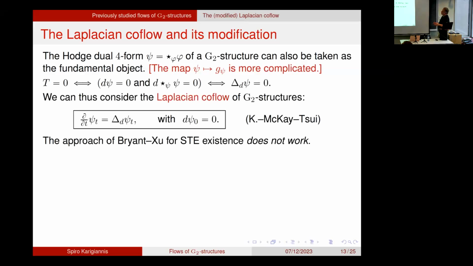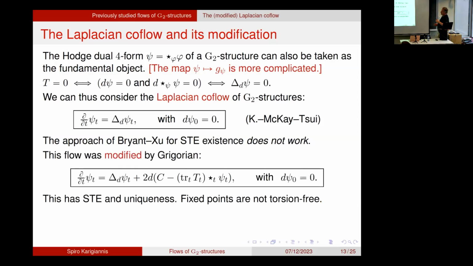So you can ask for this, what we now call the co-flow, which is flowing the 4 form by the Hodge Laplacian of the 4 form and starting with the 4 form being closed. So I introduced this with 2 co-authors a long time ago, but we didn't talk anything about short-time existence. We were just looking at solitons for this flow. And if you look at the approach of Bryant and Xu for short-time existence, even the harder thing they had to do, that's not like Ricci flow where they had to use Nash-Moser and all that, it doesn't work. And it's kind of mysterious why it doesn't work. I'll say a little bit in a minute.